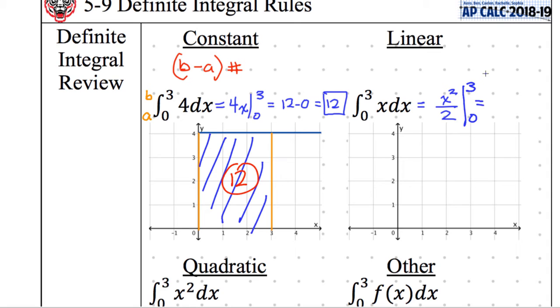All right. That turns into? 9 over 2 minus 0. Yep, and therefore it's just 9 over 2, which is 4.5. You can box that one.